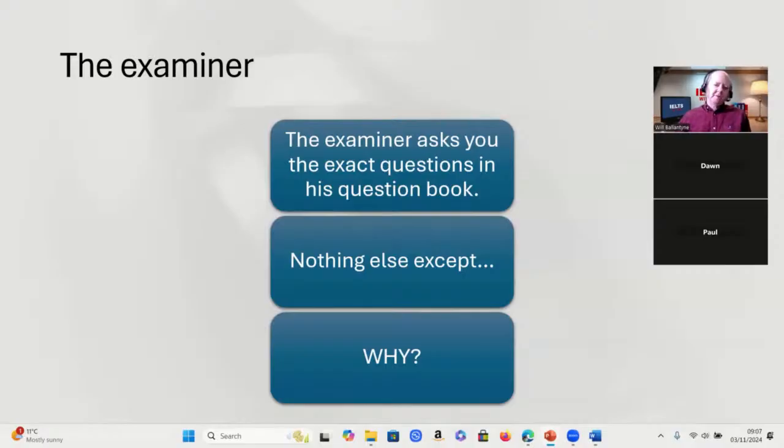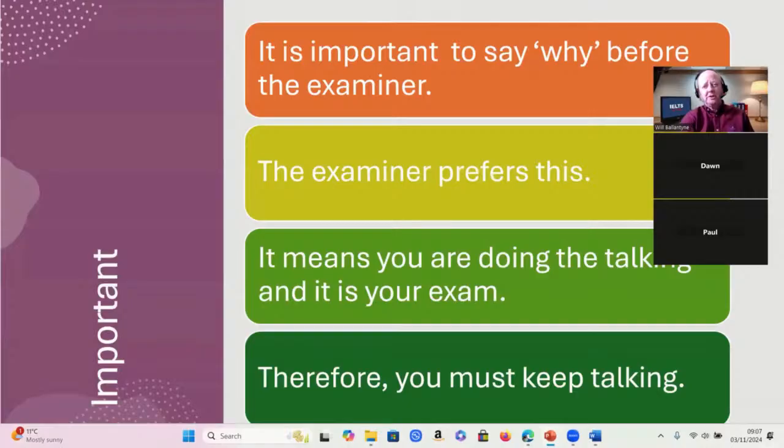But in part one, as we said, the examiner is going to ask you the exact questions in the booklet. And so I'm going to show you exact questions today, just so you can see some of them. The only other thing he can ask is why. And he can ask this because a lot of students give very short answers. And this is not what he wants. He wants you to at least say why. If not, use the C structure that we talked about by giving an example as well.